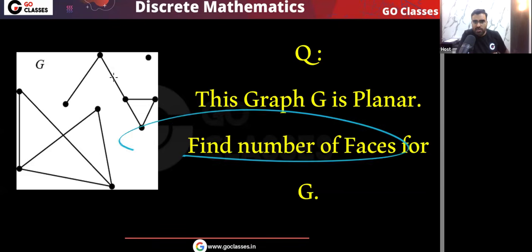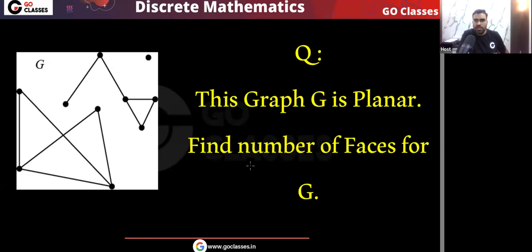Now if I ask you to find the number of faces, will you convert this into a planar representation and then calculate the number of faces? You can do that, but you don't have to. You just apply the Euler formula.